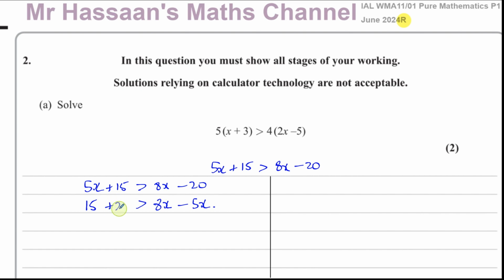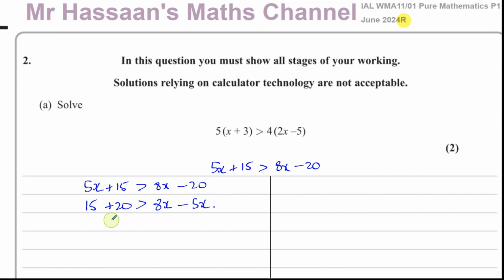Notice how I don't say move it to the other side. I don't like that terminology because people start doing all sorts of stupid things later on in their maths lives when they think things can just sprout wings and fly around. We wanted to get rid of the 5x from this side, so we subtracted 5x from both sides. We wanted to get rid of the negative 20, so we added 20 to both sides. That's why it looks like this now.